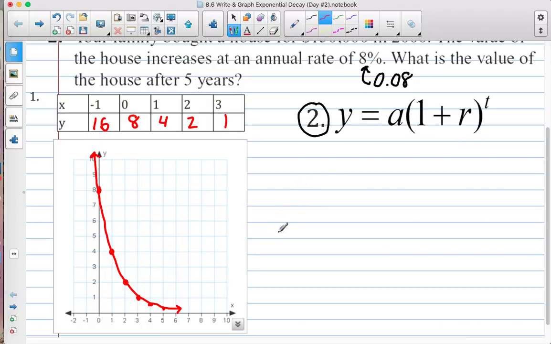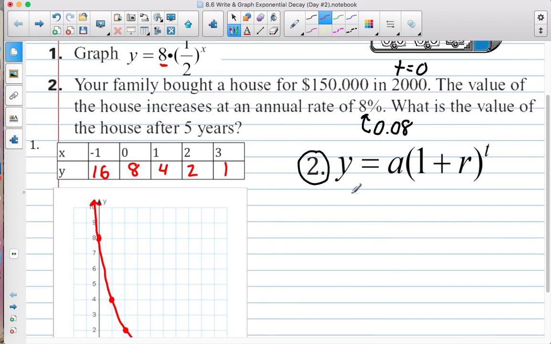That's a review of what we were doing yesterday. Question 2 asks you to use my growth equation to determine the value of my house. So the first thing I need to know is A, my initial value. The initial value of the house is $150,000. So I'm going to say y is equal to $150,000 initially. It's growing. That's why I need 1 plus. It's growing at 8%, so I'm going to put 0.08 in there. If it's growing by 8%, when I simplify inside this parenthesis, I'm going to get 1.08.